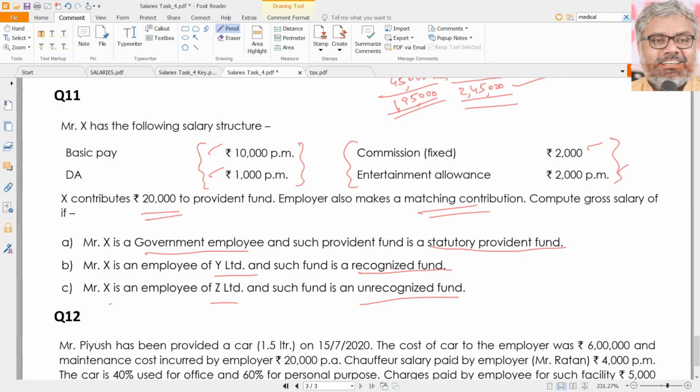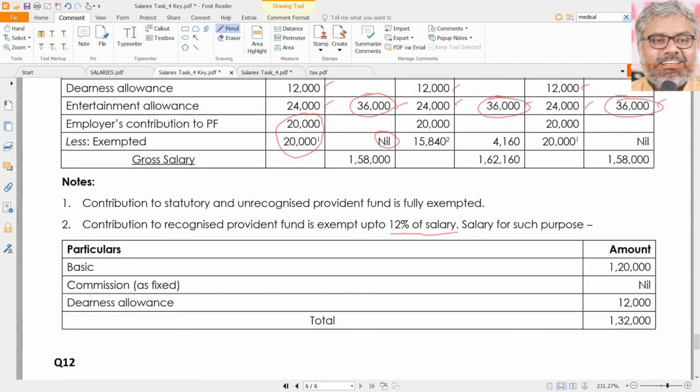So basic, assuming DA is forming part of salary. We have to take some standard assumptions so that we can solve the problems in the same manner rather than changing from problem to problem. In exams, usually it will be very clearly given whether it is forming part of salary or not. So, assuming it is forming part of salary, 11,000 per month is going to be the total amount. So, that will be coming to 1,32,000 rupees per annum.